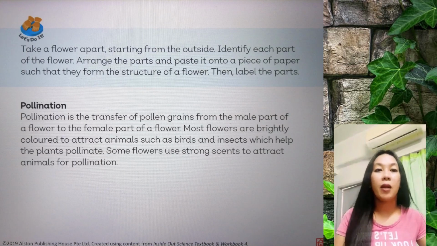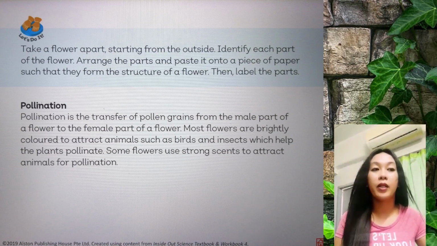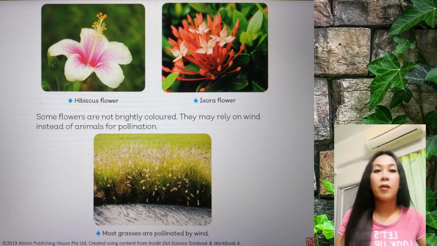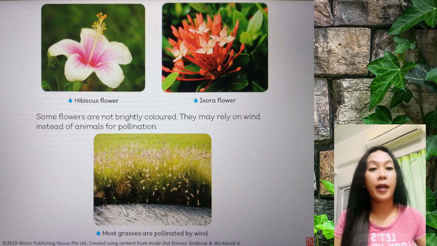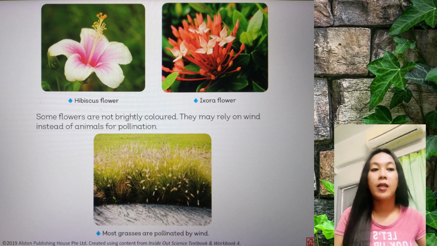So, pollination. Pollination is a transfer of pollen grains from the male part of the flower to the female part of the flower. Most flowers are brightly colored because of the petals to attract animals such as birds and insects, which help the plants to pollinate. Some flowers use strong scents to attract animals for pollination.